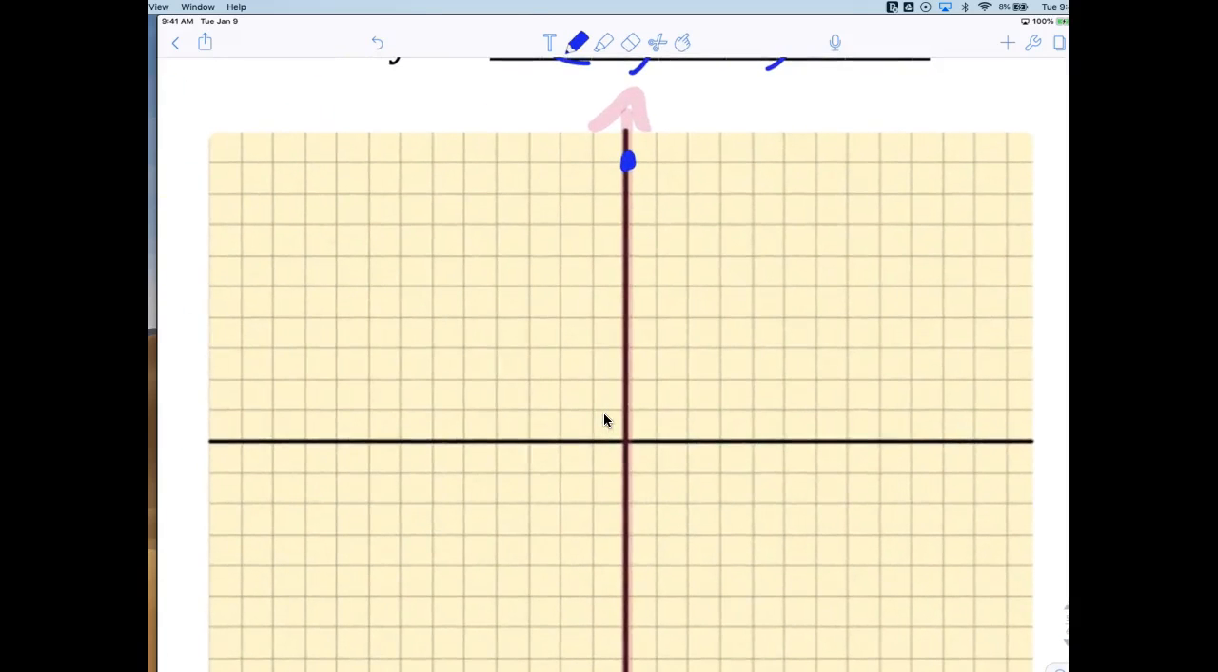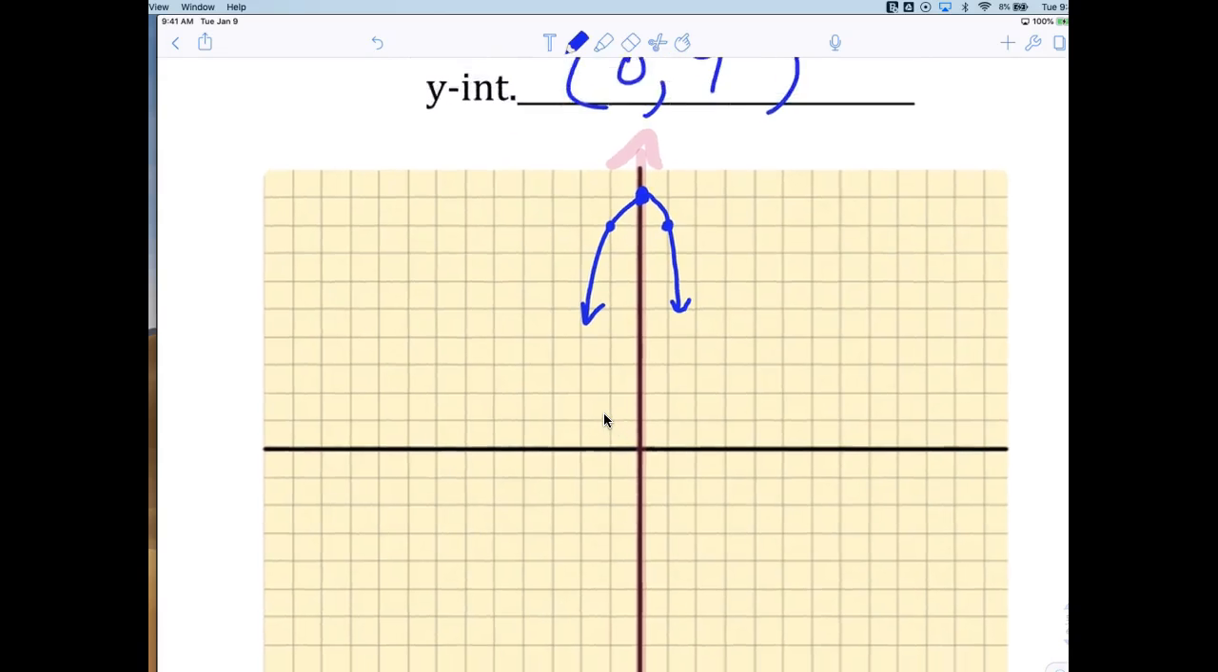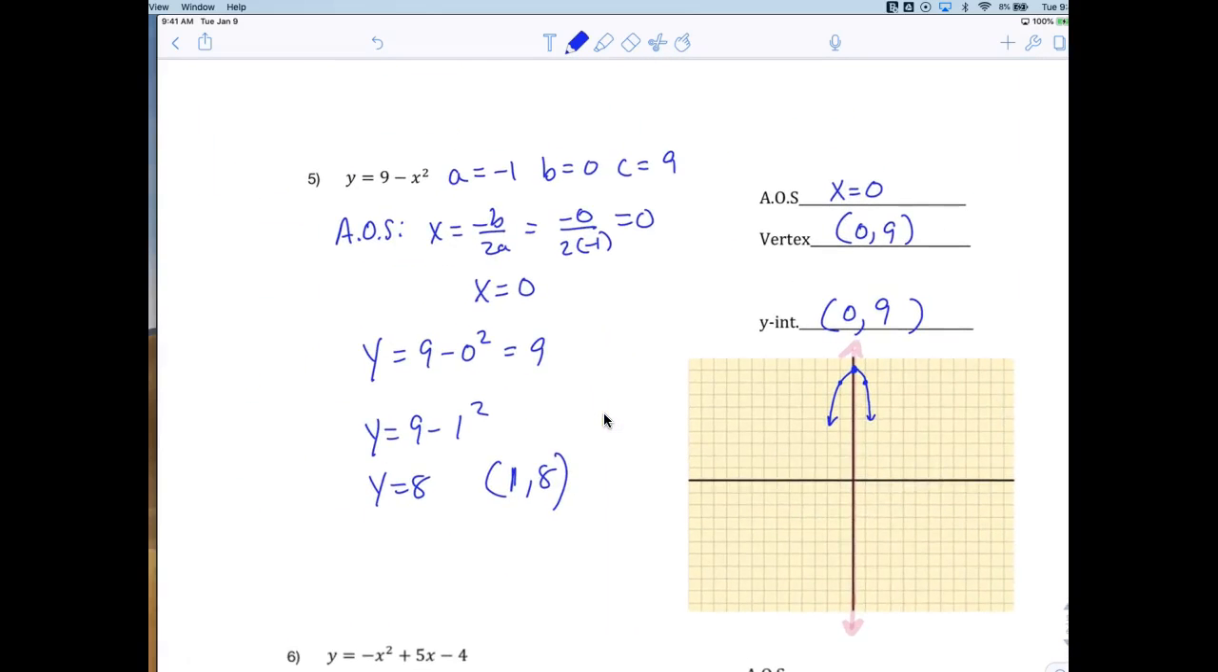So 1, 8 is right here. So how far away am I from the axis of symmetry? 1. So I have to move 1 on the other side. And so now my graph, like that. All right, so again, that was just a good review of the graphing of quadratics. Do you have any questions with that? All right, please look over the notes now.